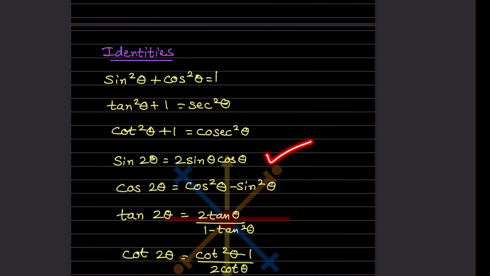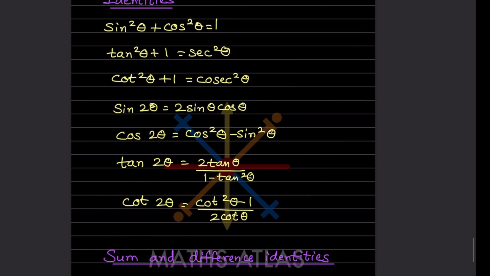Now again, this is also used commonly. Sin 2 theta is 2 sin theta cos theta. Cos 2 theta is cos square theta minus sin square theta. Tan 2 theta is 2 tan theta divided by 1 minus tan square theta. And cot 2 theta is cot square theta minus 1 divided by 2 cot theta. So these are what you have to remember.